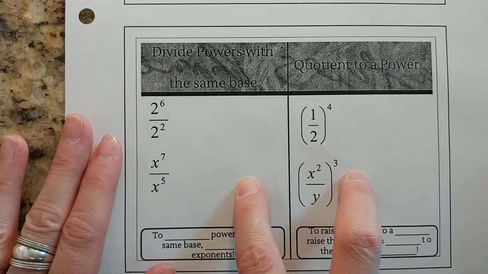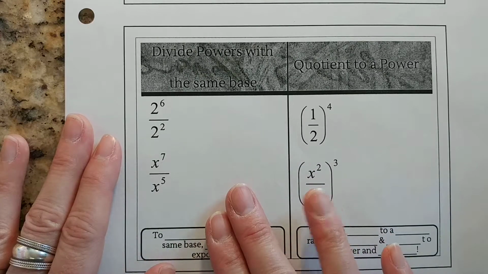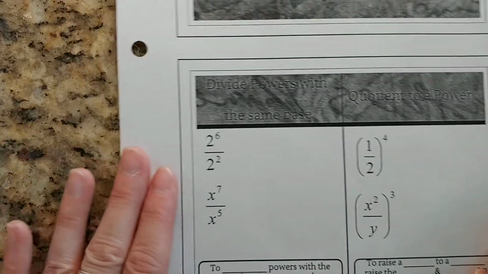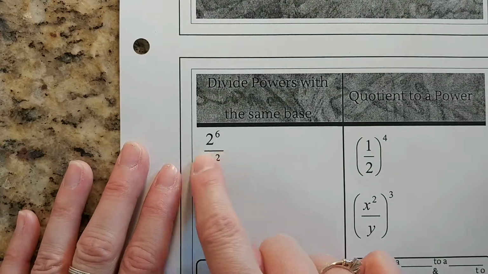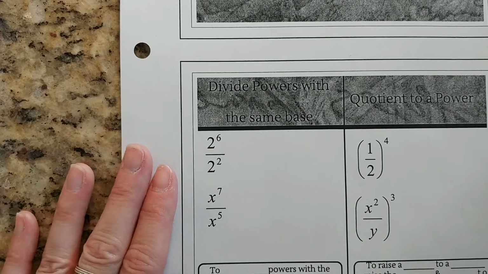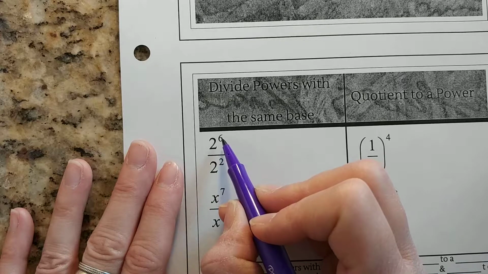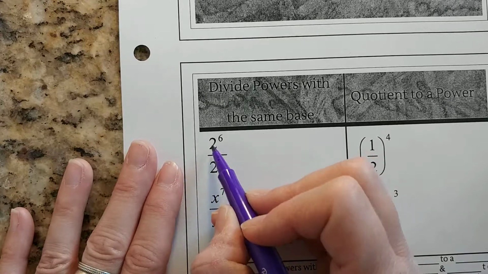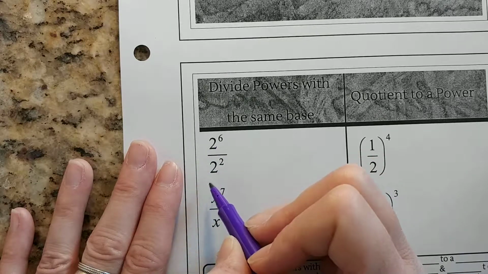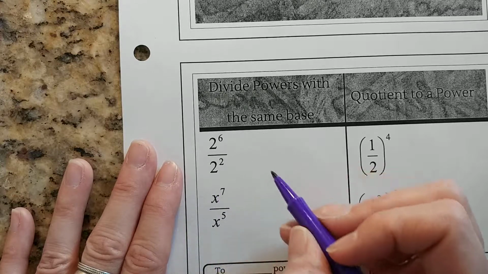In order to come up with these rules, I'm going to take a look at some examples and see if you can notice any patterns. So let's take a look at the first one. You see we have a fraction bar. We know that that means to divide. I'm going to expand this and see what you can tell me. I have 2 to the 6th power divided by 2 to the 2nd power. Notice the bases are the same. You can divide powers with the same base. Let's see what happens.